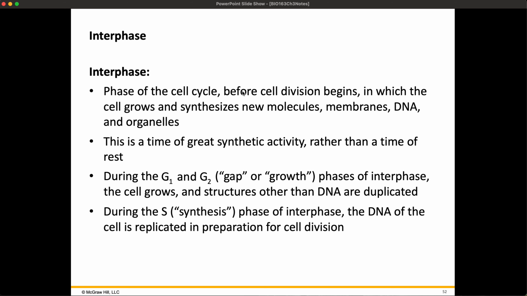Interphase is the phase of the cycle before cell division actually begins. The cell is growing and synthesizing new molecules, membranes, DNA, and organelles. A lot of synthetic activity, meaning creation of structures rather than a time of rest. The gap and growth phases, whatever you want to call those, that's when the cell grows. Structures other than DNA are duplicated, so your mitochondria, your centrioles, those kinds of things. And the S phase, the synthesis phase, is the DNA replication.